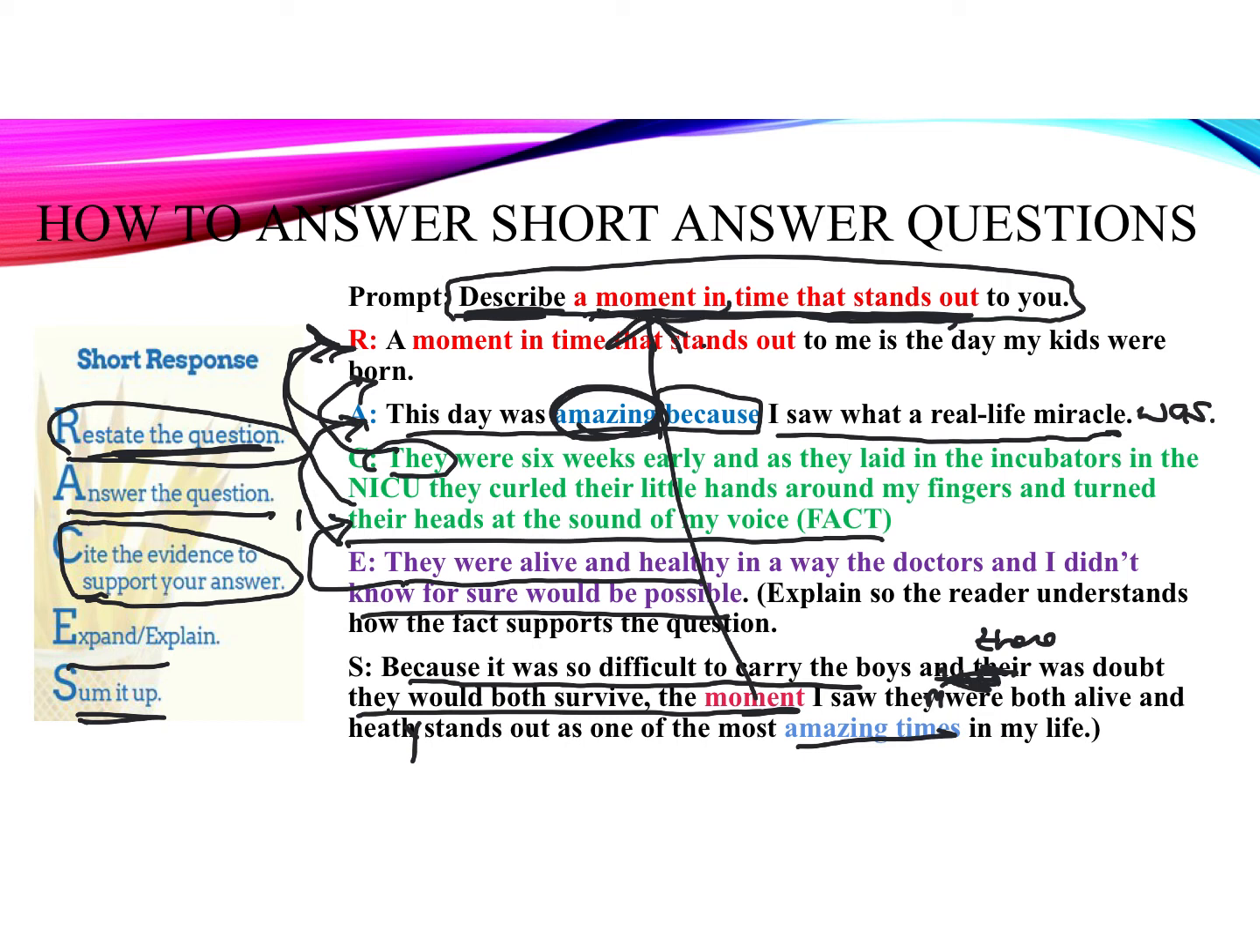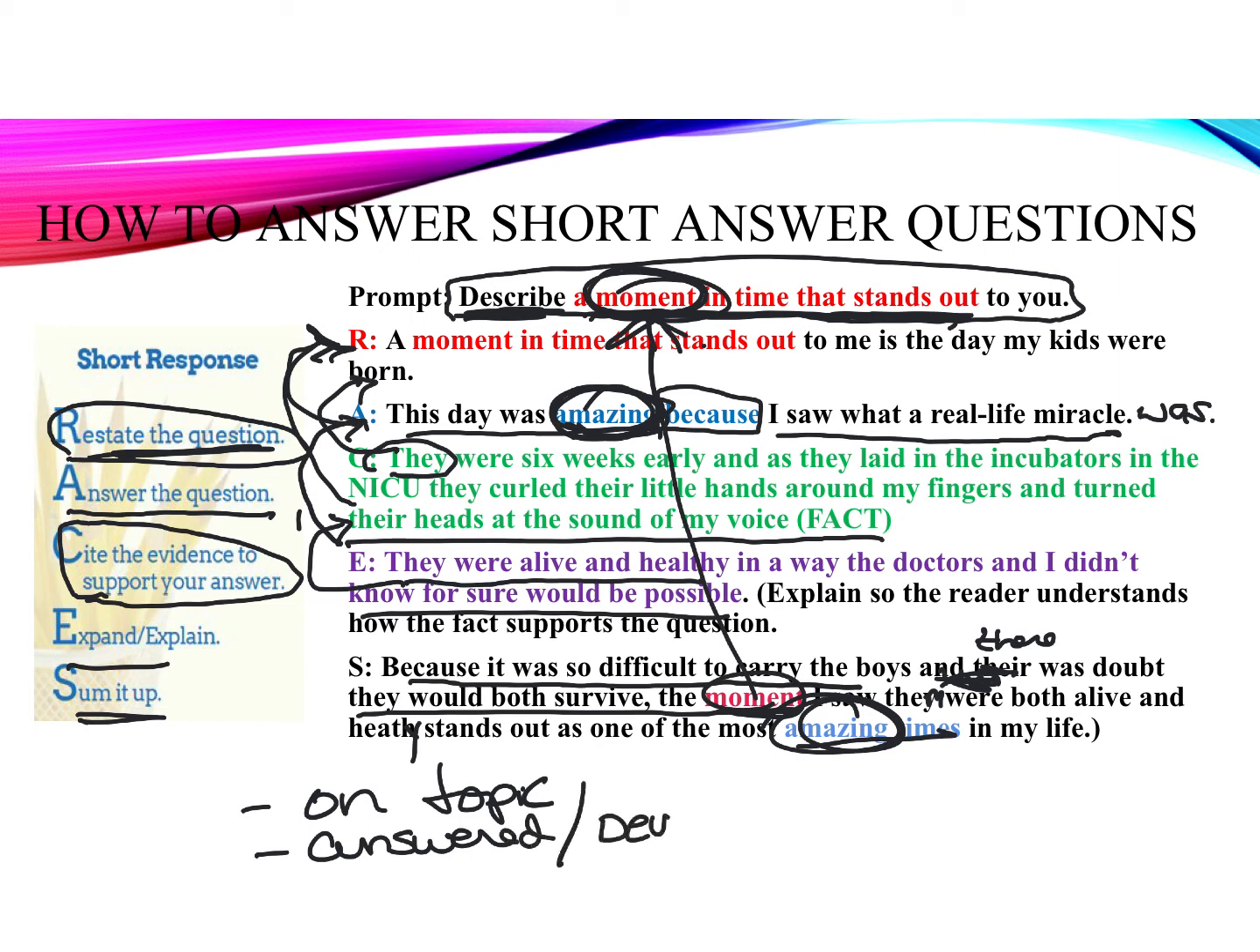So notice that from the prompt, I have a word down here. And then from my answer, I have a word down here. That ties it all together in a nice little bow. And so the grader goes, on topic. And then you have answered the question, and you have developed it. And that's exactly what is being looked for, okay?